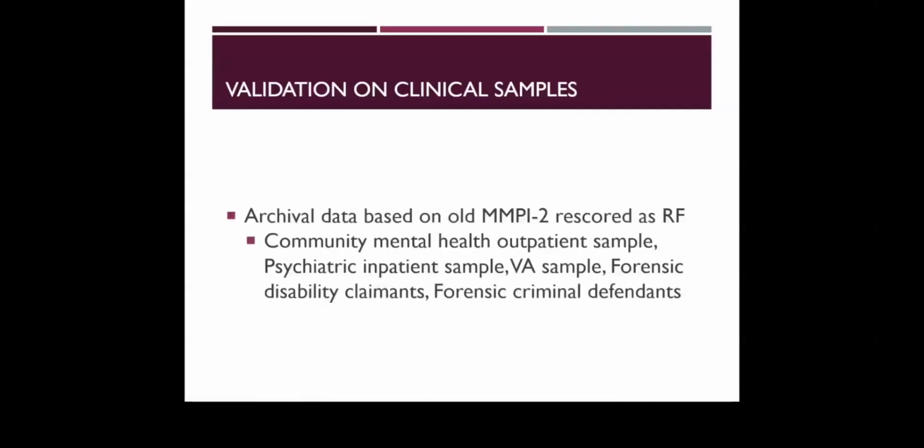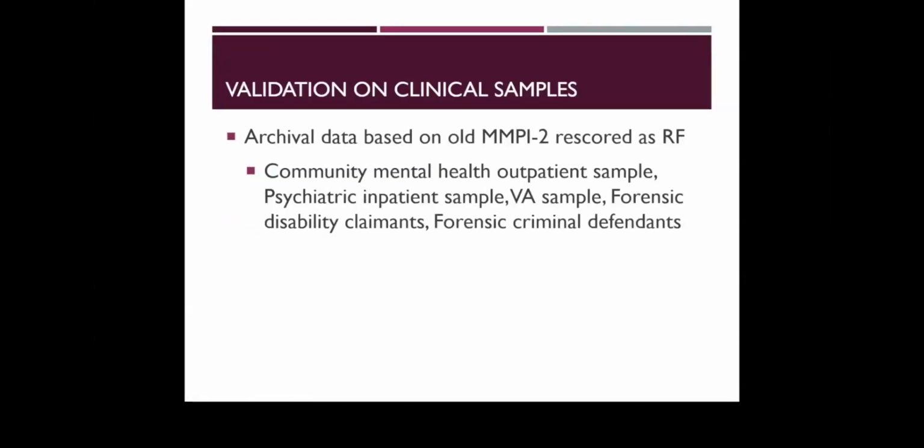So what did they do to validate the restructured format? Well, I just mentioned one of the advantages was we could recode old MMPI-2 data onto the restructured format. And so they had many, many archival data sets. There were a lot of publications that came out where they recoded it. Again, this is not completely ideal because you're not taking the instrument exactly as standardized. You're filling out 567 items, not the 338 items. But it meant that it had a lot of samples from different settings that very typically involve administration of MMPI.